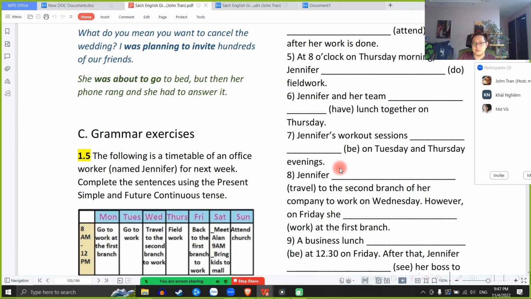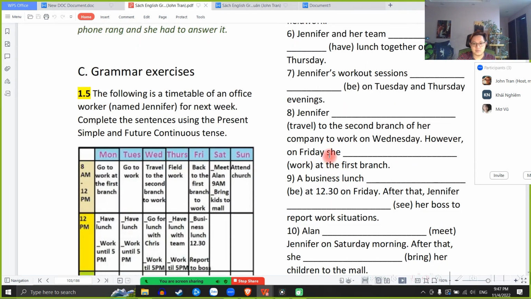Nếu mà nó là một cái plan nào đó, thay vì là một cái hành động nào đó vào cái ngày đó thì mình sẽ dùng là hiện tại đơn. Còn nếu mà hành động thì mới dùng là cái tương lai tiếp diễn như thế này. So if it's about like a plan, something is on that day, you use present simple. If it's about an action that will be happening on that day, then you use future continuous. Câu số 8.